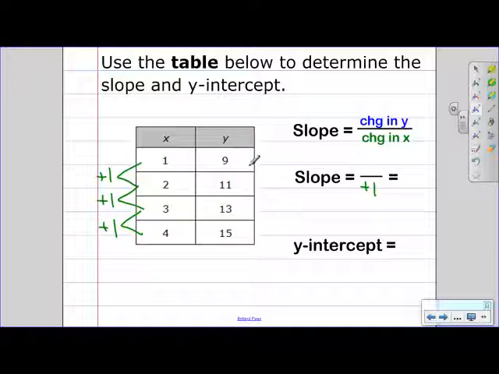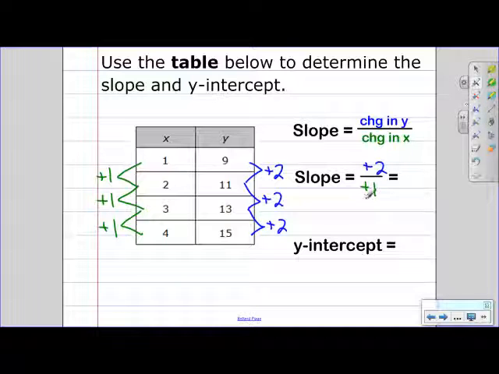For the change in y, when we're going from 9 to 11, it's plus 2, 11 to 13, plus 2, 13 to 15, plus 2. So we can see that our change in y is plus 2. So then that makes our slope 2 because it was simplified to 2.